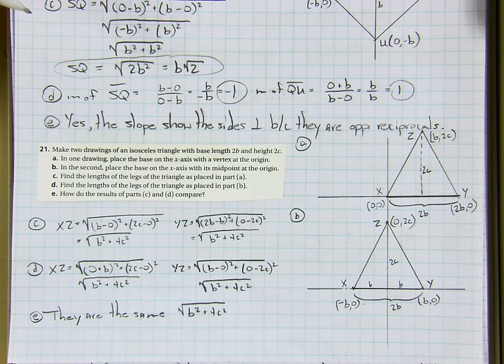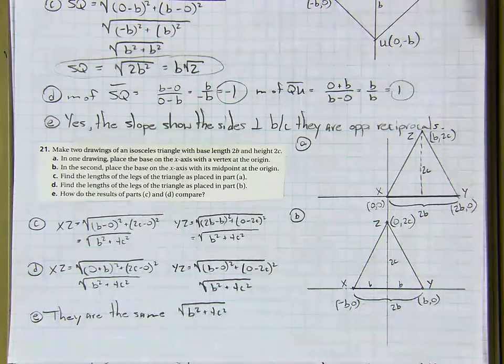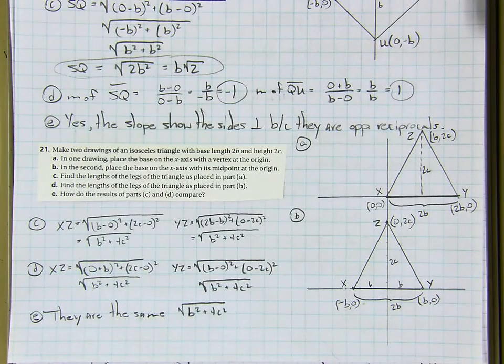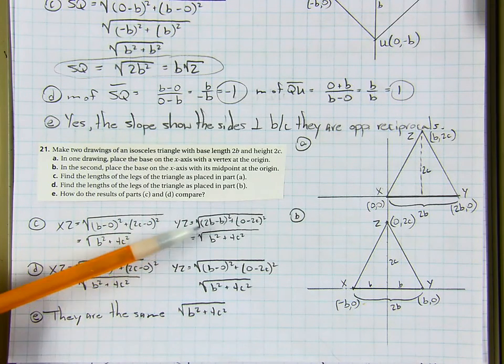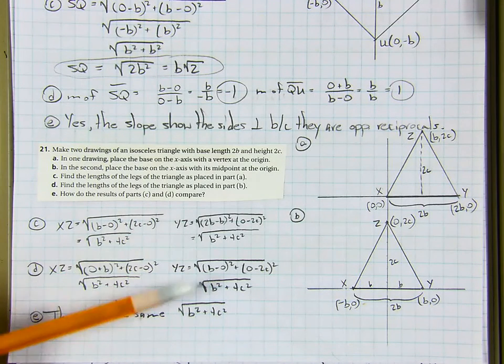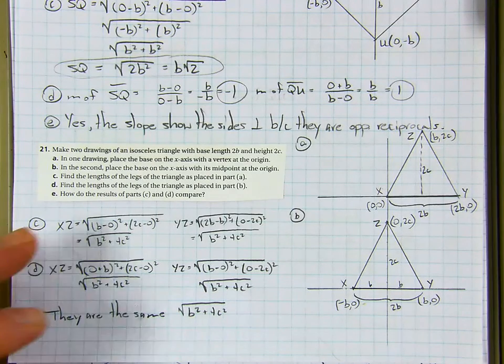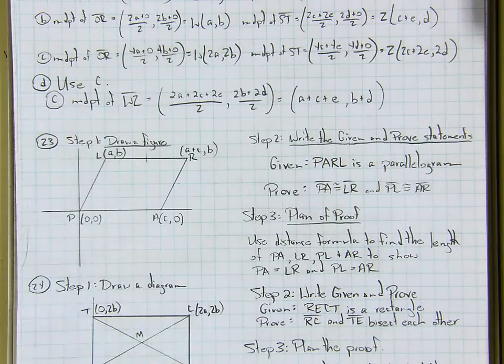And then E said, how do the results in part C and D compare? They are the same. If you were doing a problem like this, because of the way they describe these isosceles triangles with the same base and same height, the triangles have to be congruent. So you know these are going to come out equal. If something happens while you're doing this one, and it's not the same thing, check your work, because they should all come out to be equal. Okay? All right, number 22.